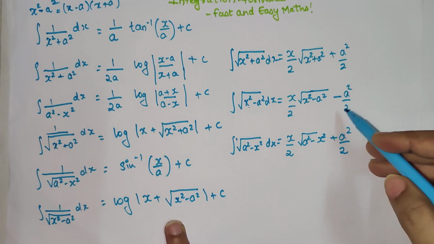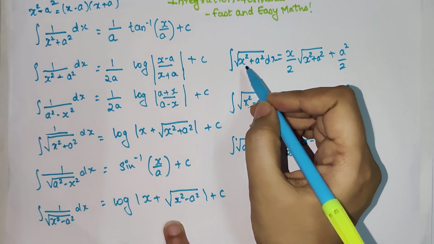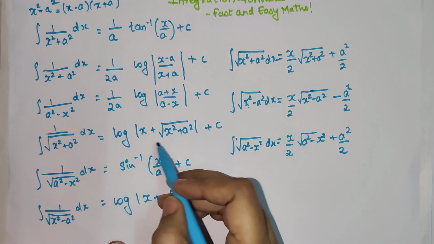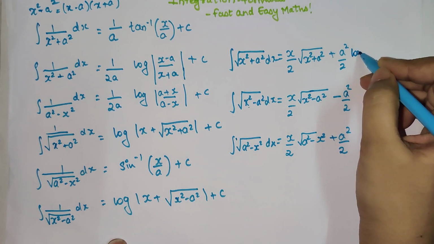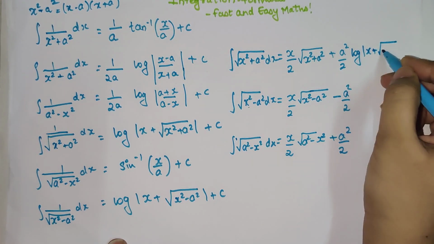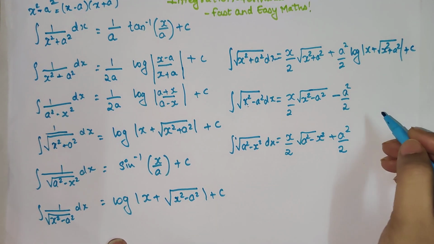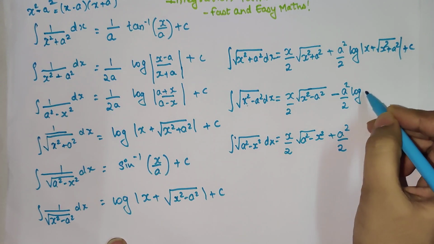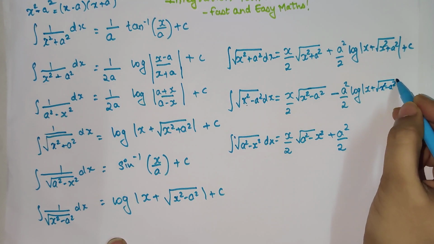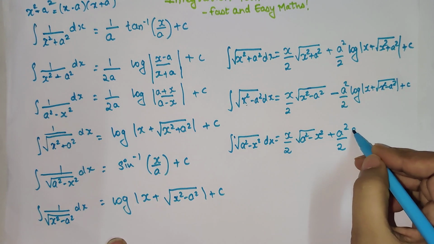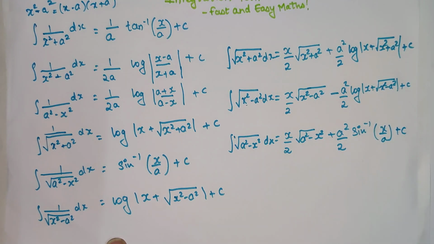I'll tell you when to put a negative, okay? Because now, what was the answer for 1 upon root of x square plus a square? This was the answer. This exact thing will get repeated over here: log mod x plus root of x square plus a square plus c, right? So simple. Now here we will have log mod x plus root of x square minus a square plus c, and here we'll have sine inverse of x upon a plus c.